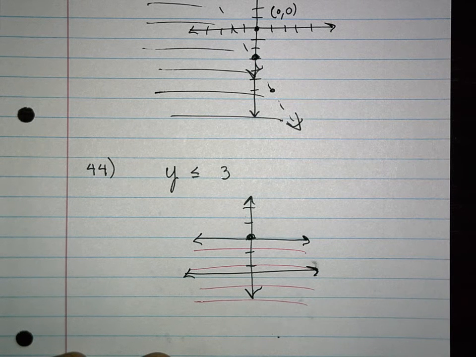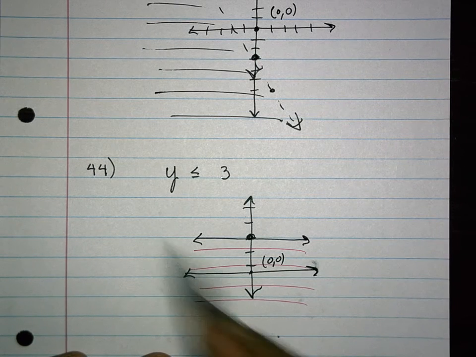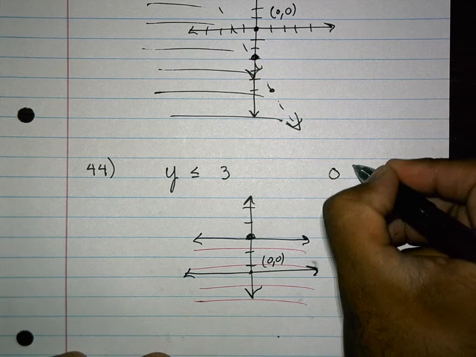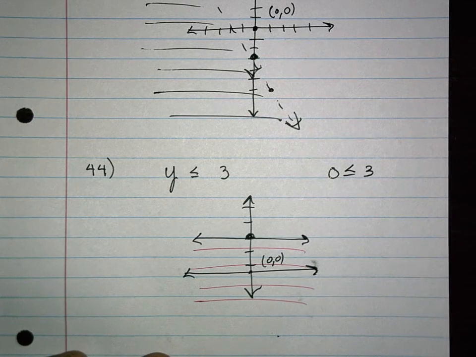Okay. Once again, if you're having problems with the shading, go ahead and pick a point. Here's the point 0, 0. And I can only plug in the y because there's only a y in this question. I ask you, is 0 less than 3? The answer is yes, so all the points down here need to be shaded.